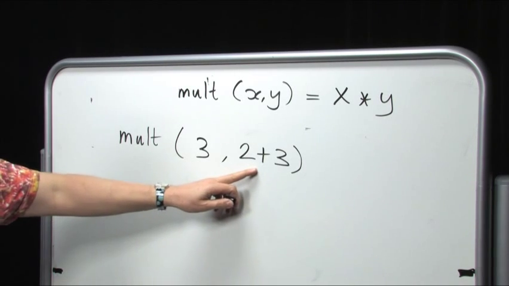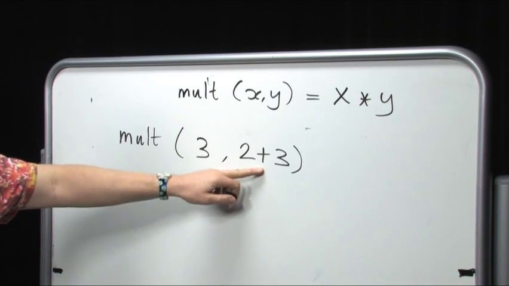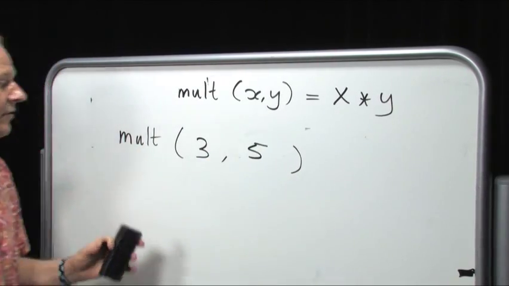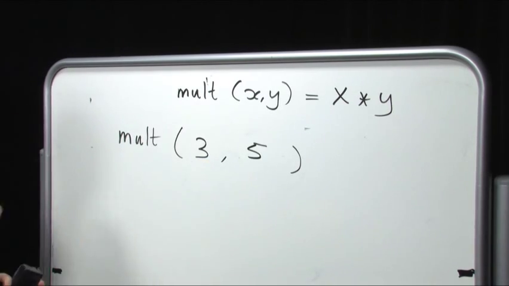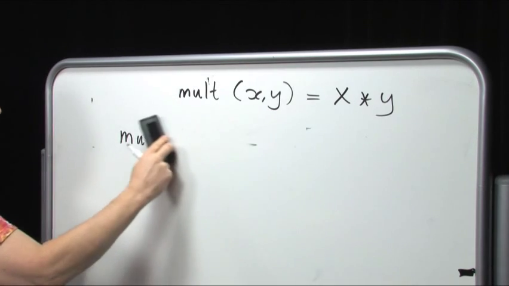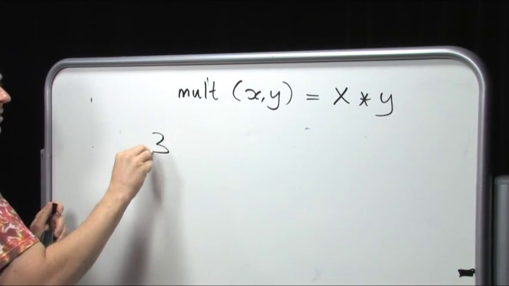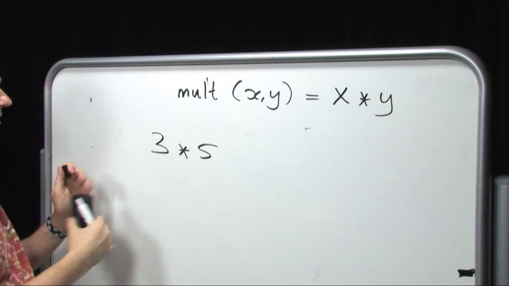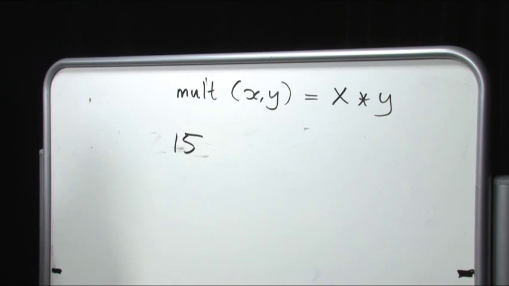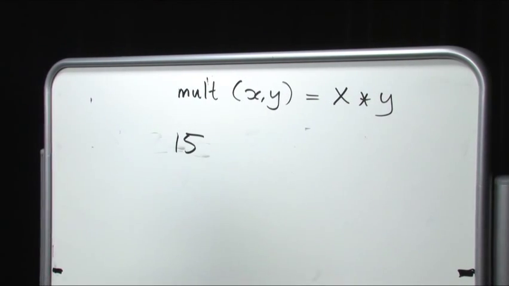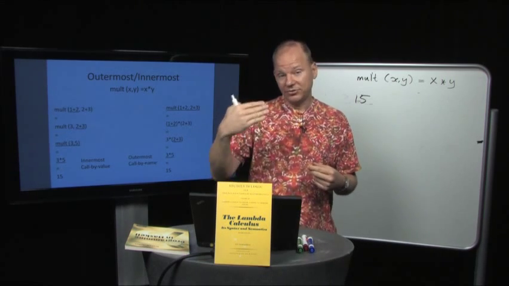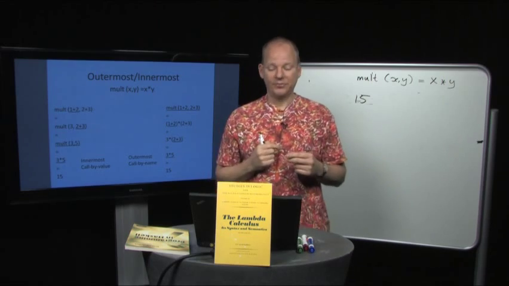Now I'm looking for the other thing that doesn't have any nested redexes. So that's 2 plus 3. That's 5. Now there's no nested one, so I have to execute this one. So I use the definition. So this thing is rewritten to 3 times 5. And now I get this redex and I replace that by 15. So here in this case, I've done innermost evaluation. I kept reducing the most nested redex.